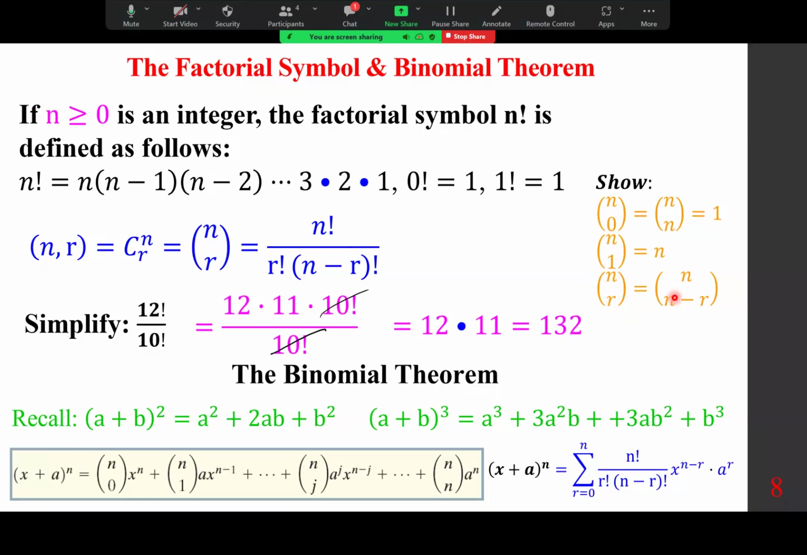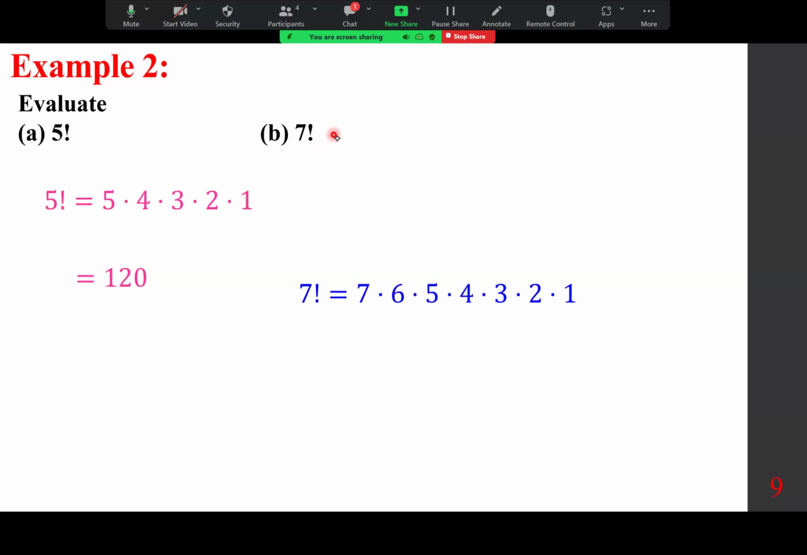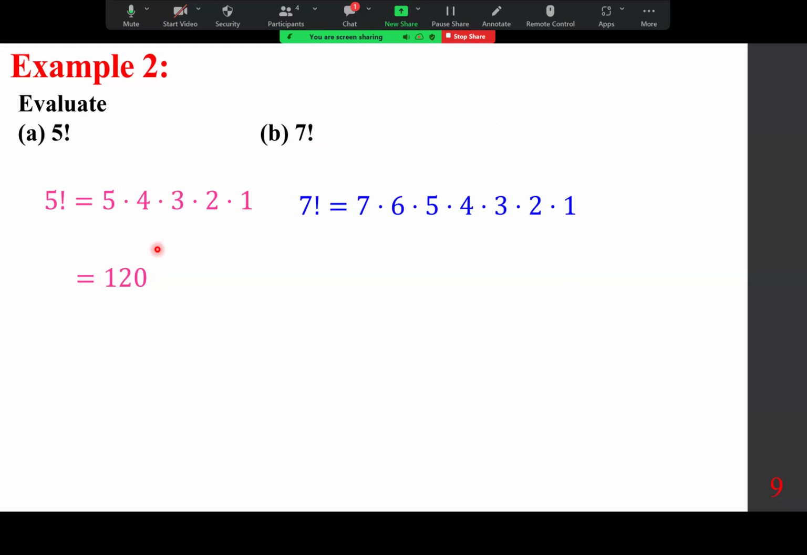Let's elaborate on this. Evaluate 5 factorial and 7 factorial. Well, this means 5 times 4 all the way to 1. 20 and 6, the product is 120. 7 factorial, 7 times 6, 5 going down all the way to 1. And just for the sake of argument, since you have this one, you multiply it by 6 as well as 7. You get 7 factorial, which is 5040.